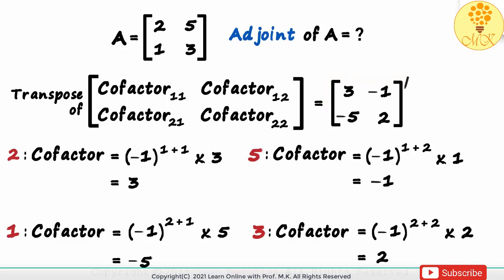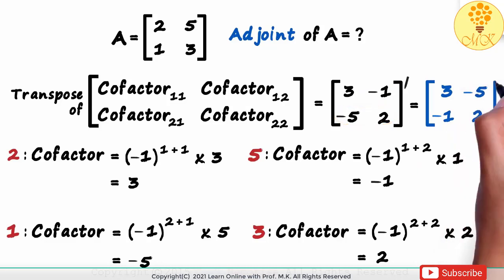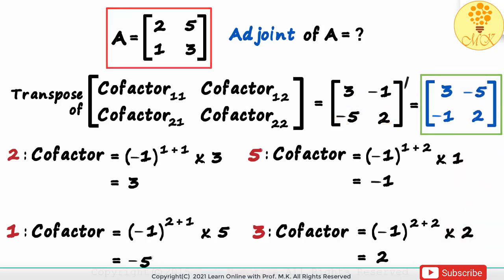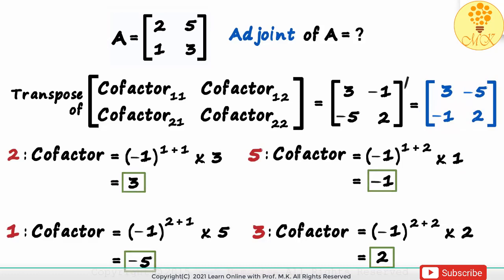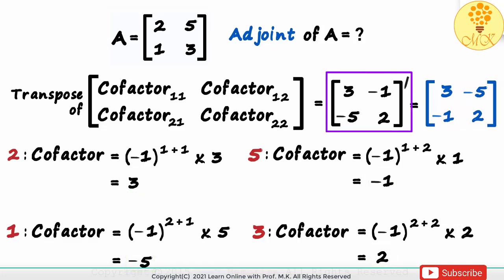Do you remember how to find the transpose of a matrix? Yes, we interchange the rows and the columns. The first row will become the first column, 3, -1, and the second row will become the second column, -5, 2. That's the adjoint of matrix A. Find the cofactors first and then find the transpose of the resulting matrix. We will understand a few more examples in the next part of the session.